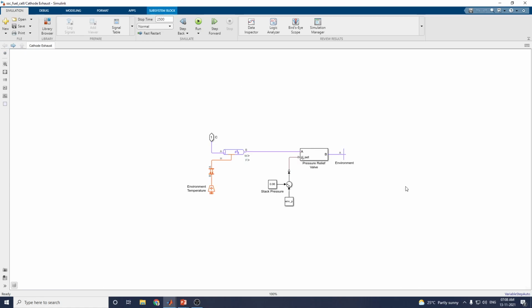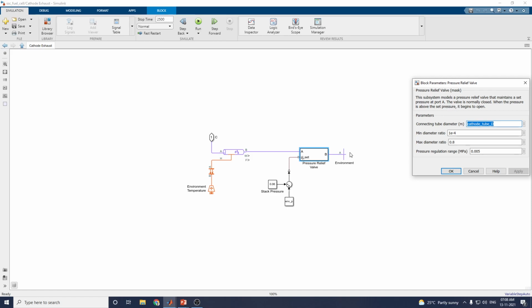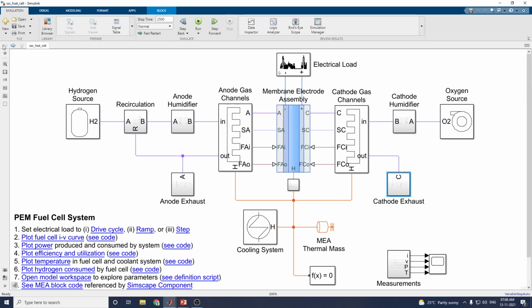The next one is the cathode exhaust with the pressure relief valve. Here itself this block is also taken from the moisture properties Simulink block. This subsystem models a pressure relief valve that maintains a set pressure at port A. So finally, this is an electrical load. In this example, you can set the electrical load.